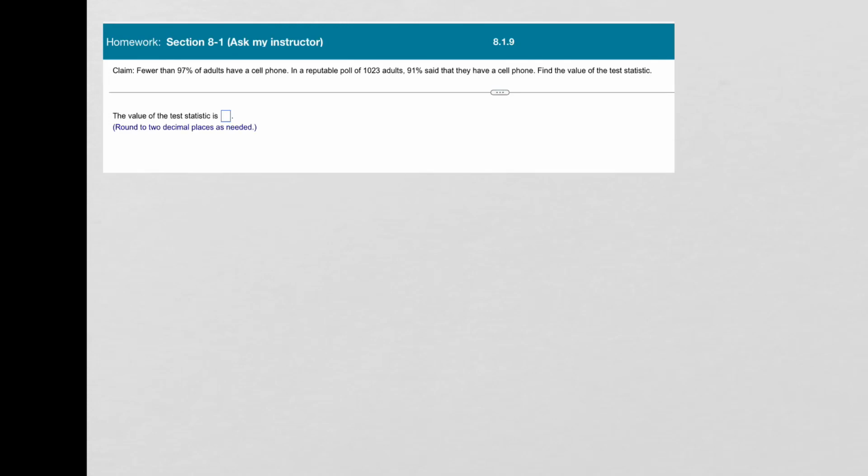In this problem, we're told that the claim is that fewer than 97% of adults have a cell phone. So I can start by writing my null and alternative hypotheses. My null hypothesis is going to be that the proportion is equal to 97%, and the alternative is that P is less than 97%.